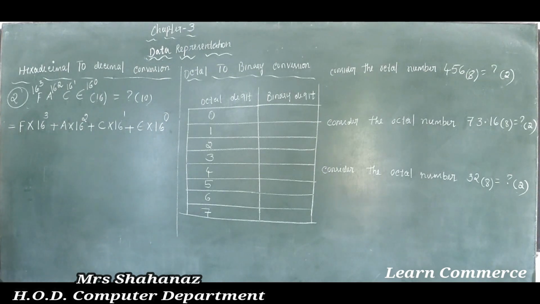So, as we know, A value is equal to 10, B value is equal to 11, C value is equal to 12, D value is equal to 13, E value is equal to 14 and F value is equal to 15. So we can say that the digits A, B, C, D, E and F have decimal equivalents 10, 11, 12, 13, 14 and 15.